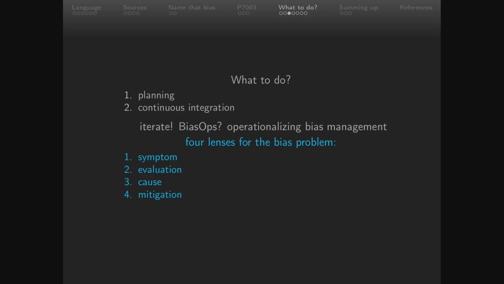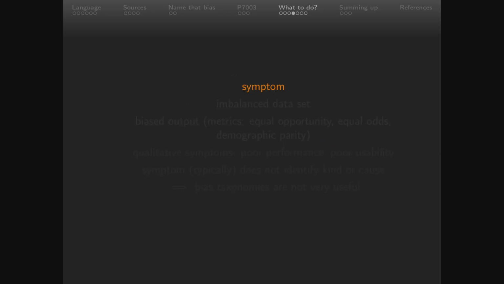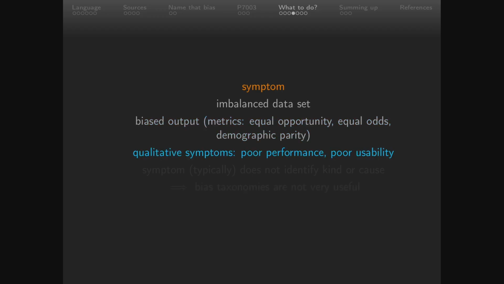Although we've already said that a mitigation is not necessarily going to solve the problem for us in the long term. So amongst other symptoms, there might be things like having an imbalanced data set, so we've got unequal representations of different stakeholders in there, or different stakeholder attributes in there. We may be able to observe unwanted bias in the outputs, which various metrics can help us evaluate. And then there are going to be qualitative symptoms, such as just generally poor performance or poor usability.